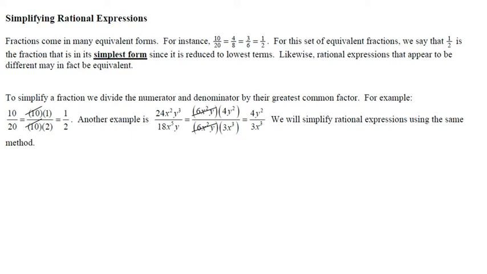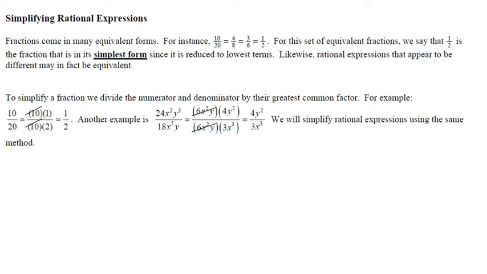Likewise, rational expressions that appear to be different may in fact be equivalent. Okay? And part of this just means, maybe you're answering a multiple choice question and you've got an answer, but you don't see it as any of the choices. You may have to simplify it. Okay? You may have an equivalent expression. To simplify a fraction, we divide the numerator and denominator by their greatest common factor. For example, 10 over 20, we're going to divide both sides by 10, giving us 1 over 2.